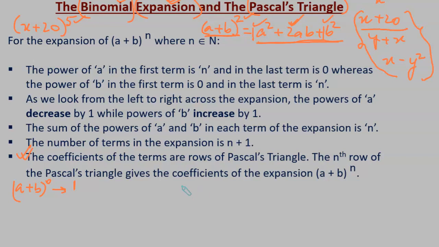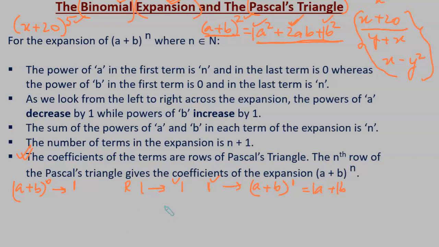I am starting with this row, 1 and 1. This corresponds to a plus b to the power of 1, which is equal to a plus b. The coefficient of a is 1, that is this, and the coefficient of b is 1, that is this one. So a plus b raised to the power of 1 is 1 times a plus 1 times b, and these two are given by these two ones. And this is row number 1.